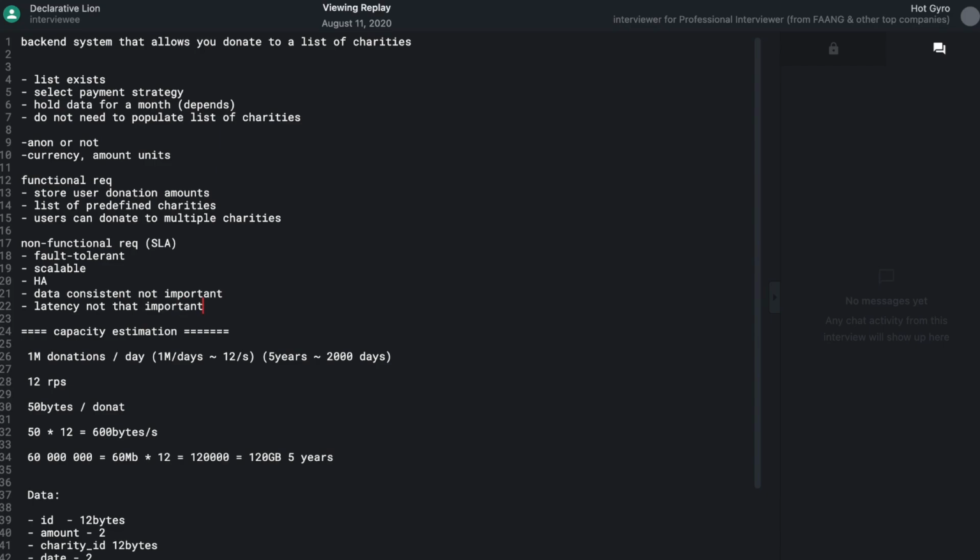Then you can design a system to make it low latency. But what I mean here when I say latency is not important, I mean that when I submit a donation, I can wait a couple of seconds before you tell me that it's complete, right? I can wait, right? Now you can say, no, my system needs to be highly responsive. It needs to be on right away. Then you can go and design that.